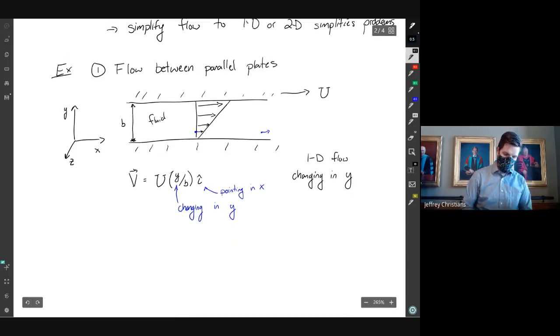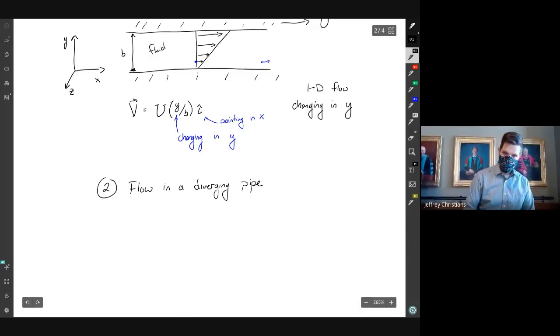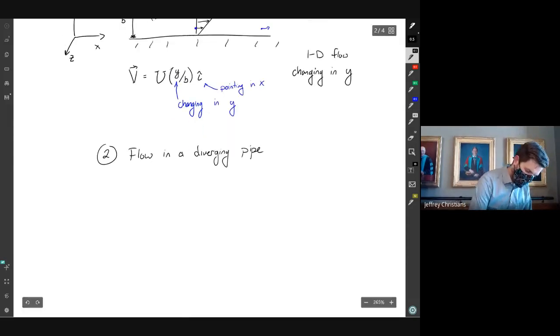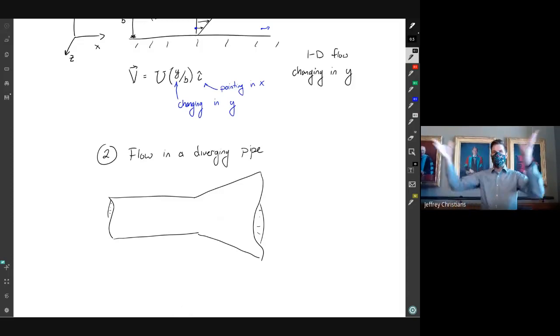Okay, let's look at one other quick example. So this is flow in a diverging pipe. So we have something that looks like this. We have a pipe that is expanding out into a nozzle, and I'm assuming it continues on to the left and to the right of what we're showing here.